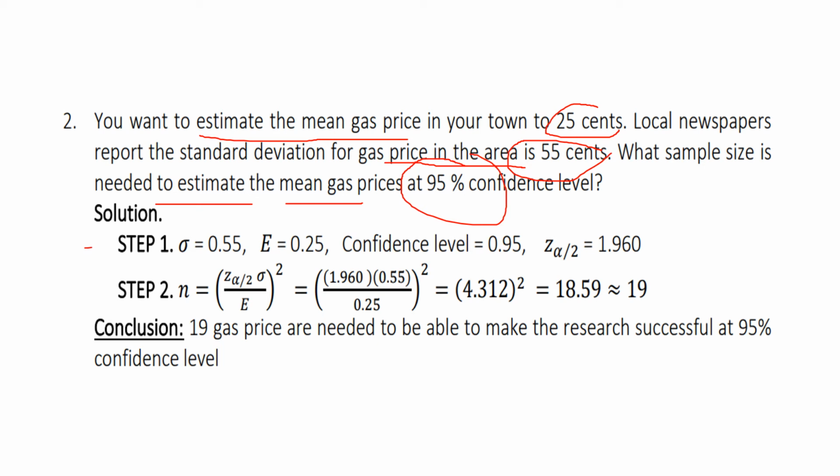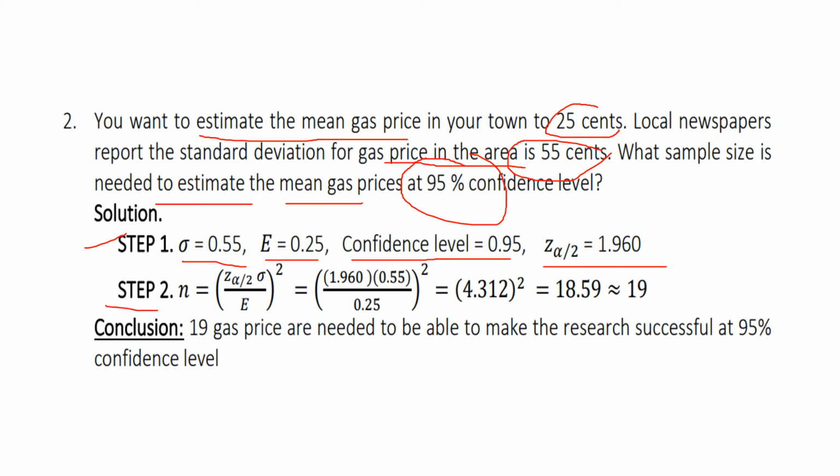So your step number 1, you need to list down all the given values. Your population standard deviation sigma is equal to 0.55, your margin of error is 0.25, your confidence level is 0.95, and using your table, your critical value is 1.96 if your confidence level is 0.95.